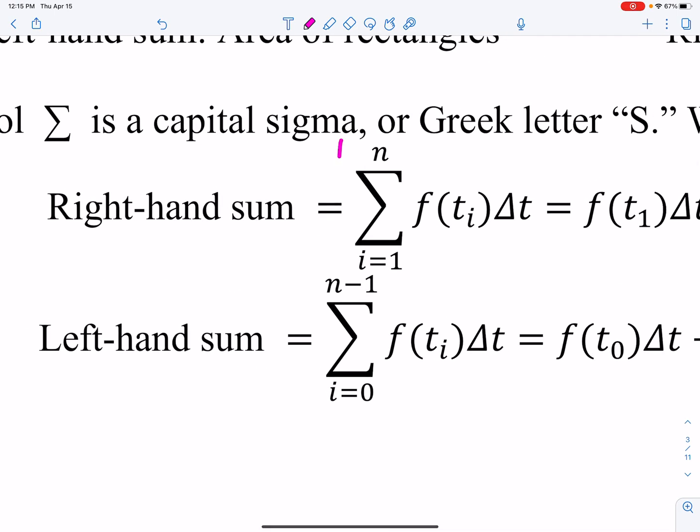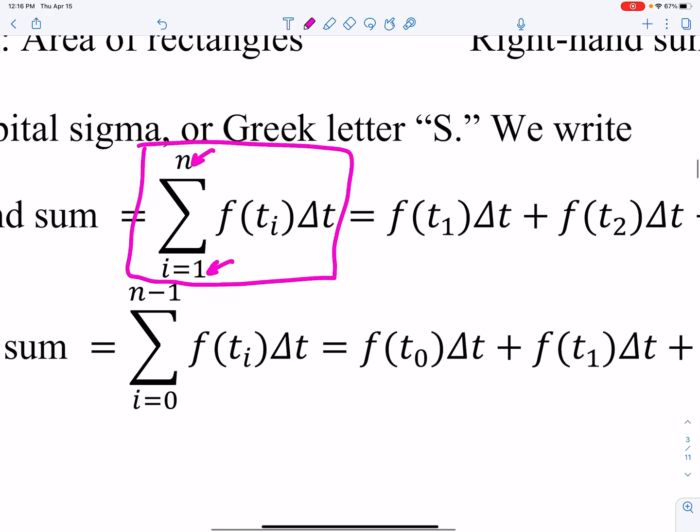I know this is a big mess right here, but I'll explain it. Again, you see this letter, sigma, it means add them all up. And then it tells you the intervals, right? So it's from i equals 1 to n. They'll give you these numbers, and I'll show you some examples.